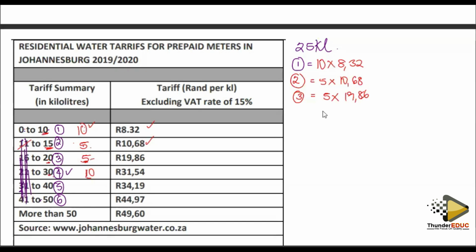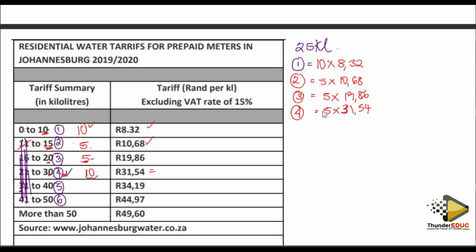Now, when you add these numbers here, so far the ones that we have, 10 plus 5 plus 5, it's 20. And we said 25 belongs to block number 4. But block number 4 needs a maximum of 10. So for us, we have 5. So it's fine. We shall say block number 4, whereby we're remaining with 5, times the number in block number 4, which is 31,54.